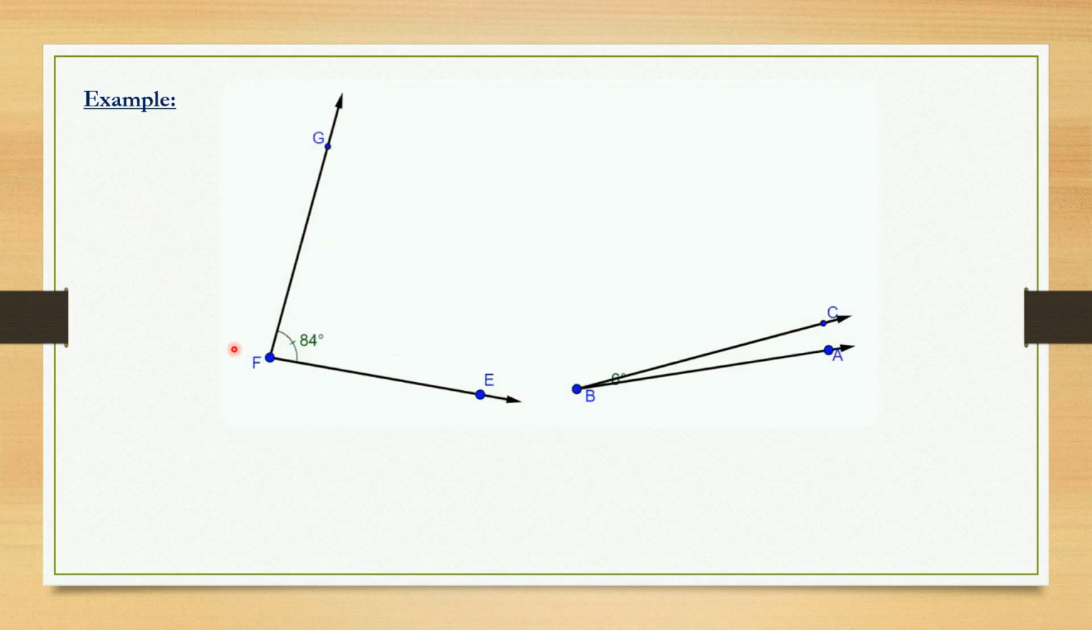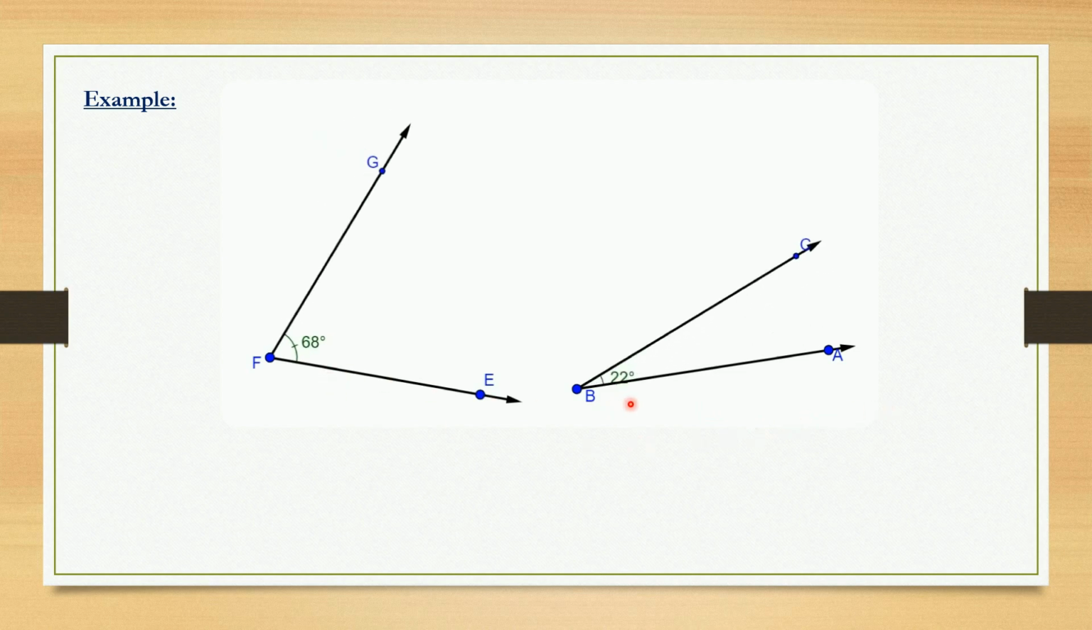Example: in this figure we have angle ABC of measure 6 degrees and angle EFG of measure 84 degrees. 84 degrees plus 6 degrees equals 90 degrees. They are two complementary angles. Let's see this animation.